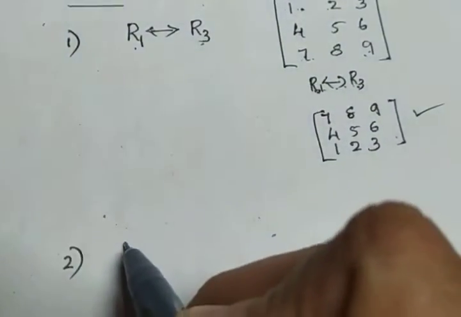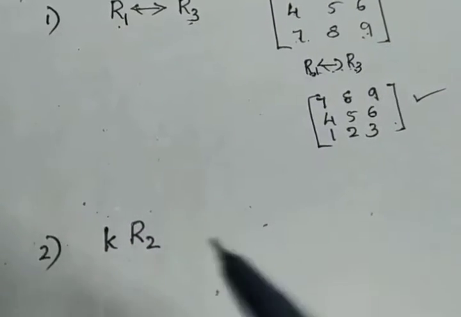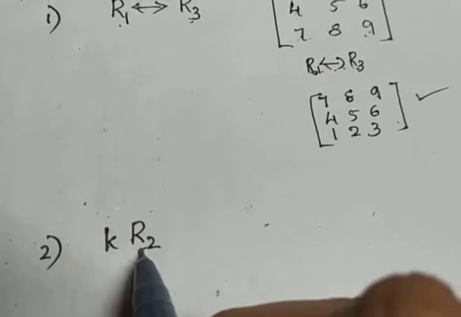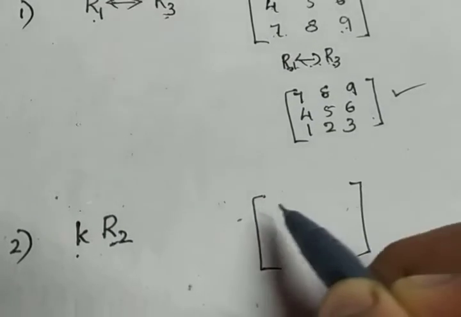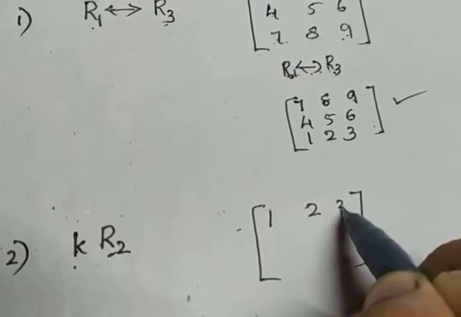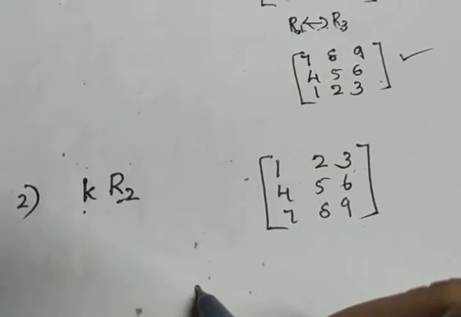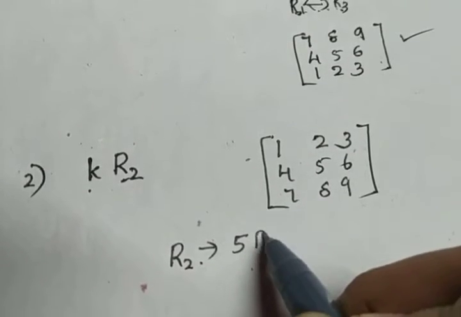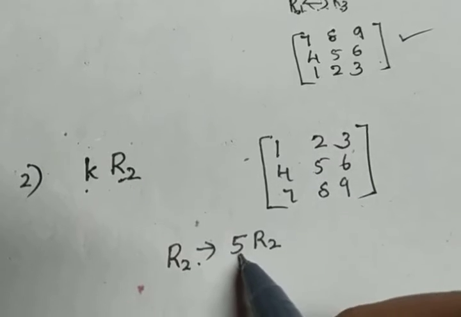Again, the second operation we can do is multiply one row with a constant. If I am taking R2, I can multiply each and every element of the second row with a constant. For example, if I am taking a matrix 1, 2, 3, 4, 5, 6, 7, 8, 9, I can multiply 5R2. Second row changes to 5R2. That means the elements of the second row can be multiplied by 5.